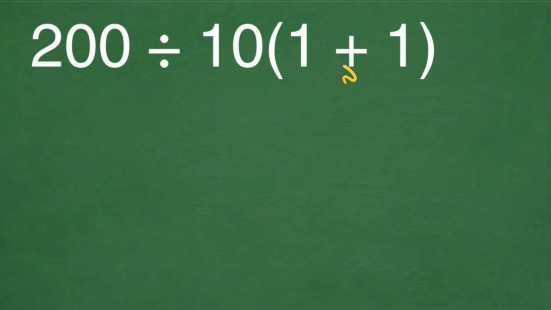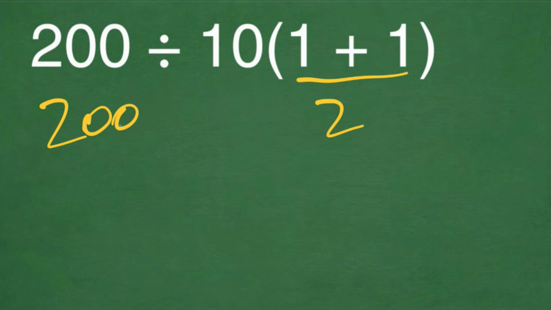So in this equation, the first thing to solve is parentheses. Of course, we have to work inside the parentheses. So inside the parentheses, we have 1 plus 1, which is 2. And the problem becomes 200 divided by 10 times 2. So here we have one division and one multiplication. What to do first? Well, we have to do the division, right?